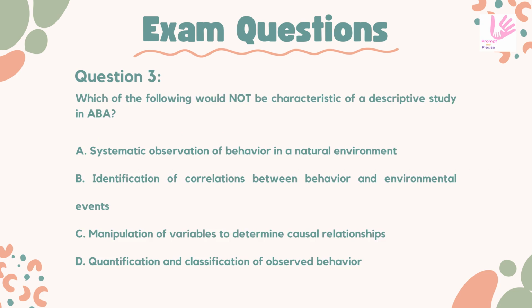Question number 3. Which of the following would not be characteristic of a descriptive study in ABA? A. Systematic observation of behavior in a natural environment. B. Identification of correlations between behavior and environmental events. C. Manipulation of variables to determine causal relationships. D. Quantification and classification of observed behavior. The correct answer is C. Manipulation of variables to determine causal relationships.